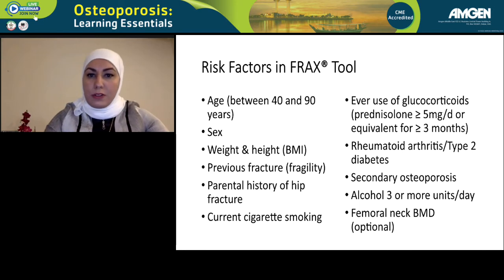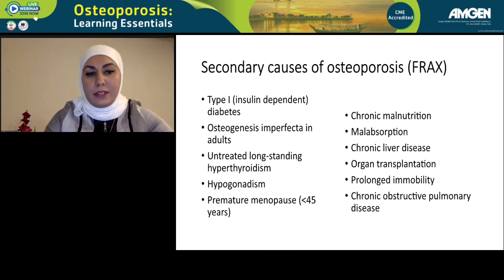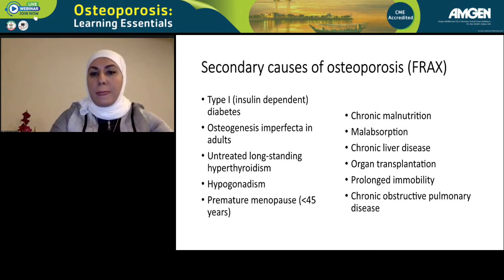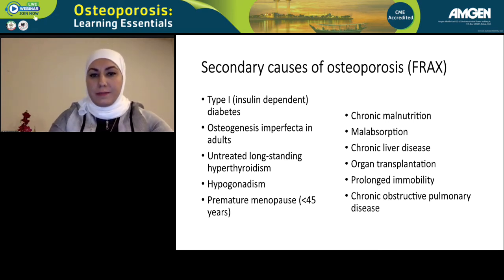So now we'll concentrate on the secondary causes of osteoporosis. These include type 1 diabetes, osteogenesis imperfecta in adults, untreated long-standing hyperthyroidism, hypogonadism, premature menopause at the age of 45 years or below, chronic malnutrition, malabsorption, chronic liver disease, organ transplantation, prolonged immobility, and chronic obstructive pulmonary disease.